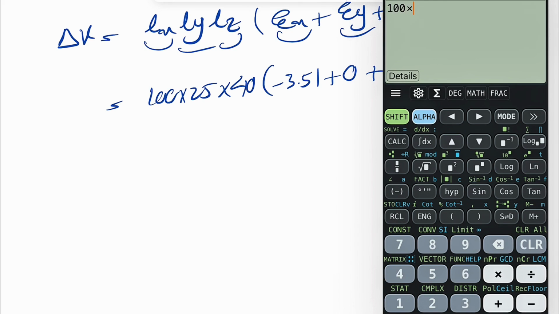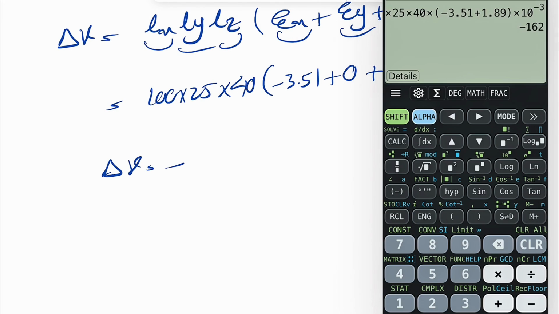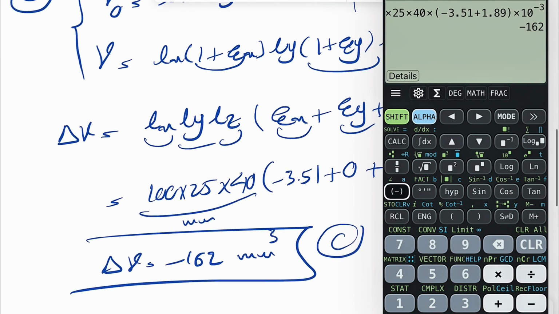So 100 times 25 times 40 times minus 3.51 plus 1.89 times 10 to the minus 3. And this is going to give us negative 162. We didn't do unit for millimeter, so it's going to be at the end millimeter cubed. And yeah, that's going to be the final answer for this question.